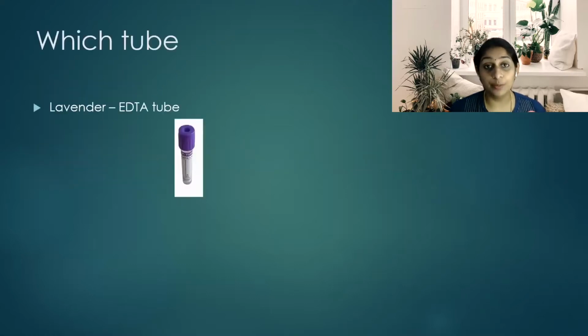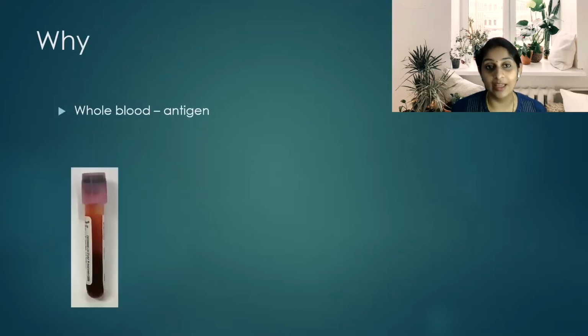So in which tube should we take a blood group testing? You have to take it in an EDTA tube. We don't want a clotted blood sample. We don't want a coagulated blood sample. We want whole blood. That is why we are taking an EDTA sample in which there are antigens present in the RBC.